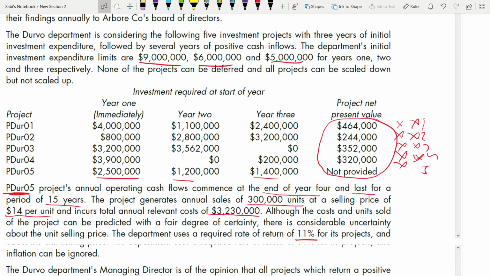These are the limits: 9 million, 6 million, 5 million. So the first year it has to be less than or equal to 9 million. The second year it will be less than or equal to 6 million. The third year it will be less than or equal to 5 million. Right? And you are taking the numbers from here.